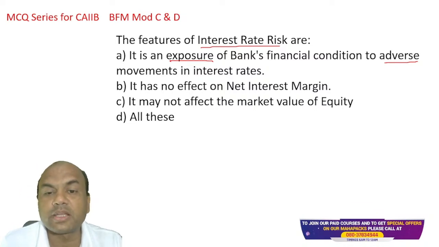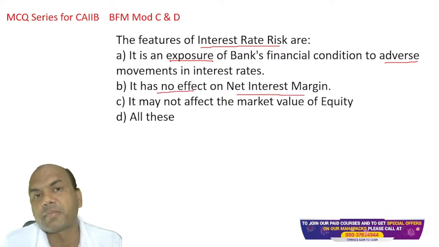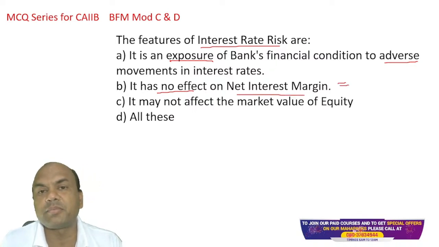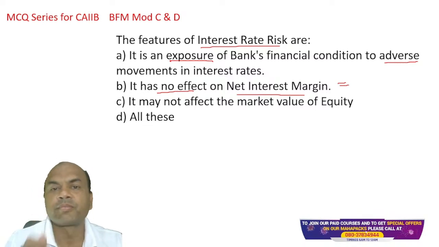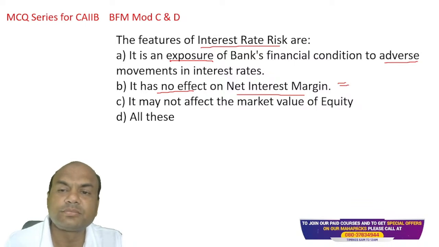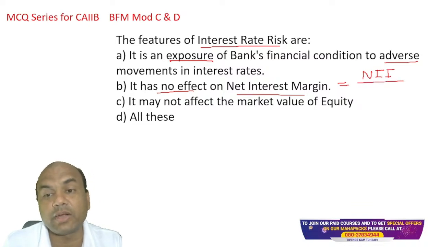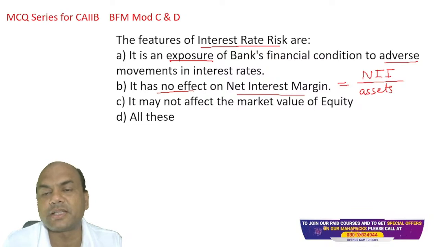It has no effect on the net interest margin. Okay, it has no effect on NIM. What is NIM? What is the formula for NIM? Everyone type in the comment section. Yeah, it is NII divided by performing assets, you can call it, or just call it assets also, it's okay. Performing assets, that's the right word.